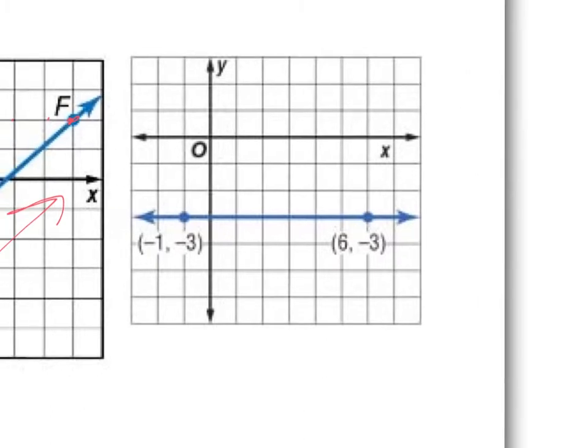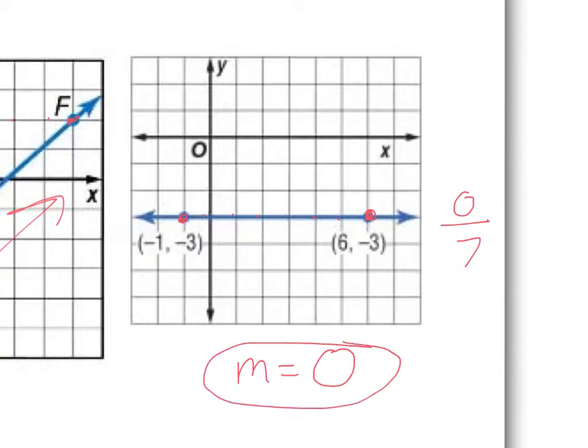Alright, here we don't have a rise between these 2 points. There is no rise. So that is 0 over 1, 2, 3, 4, 5, 6, 7. Well, any numerator that's 0 over any denominator is going to be equal to 0. And you'll see that the slope of all horizontal lines is 0.